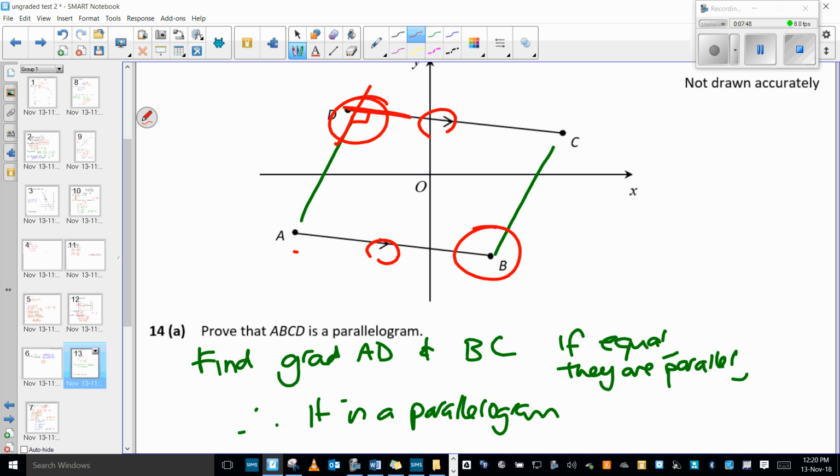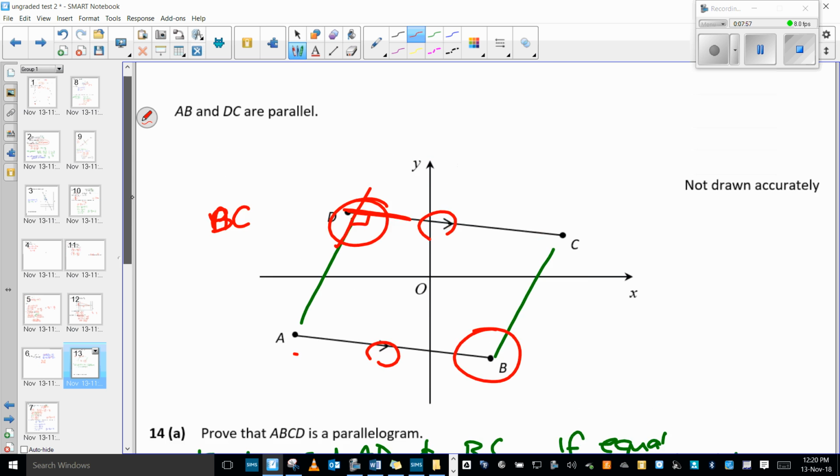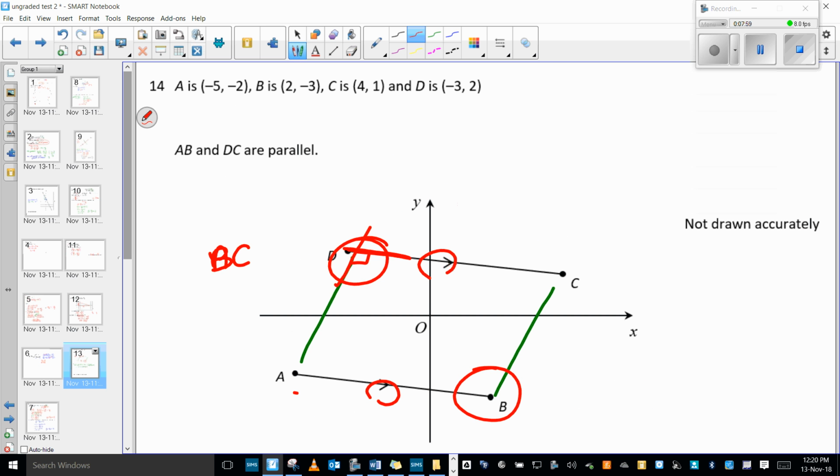So you would find gradient AC. Oh no, what did that mean? Did you give the coordinates up here? Oh. I was just too lazy to actually do one. Excellent. Sure, that's a proud parent.